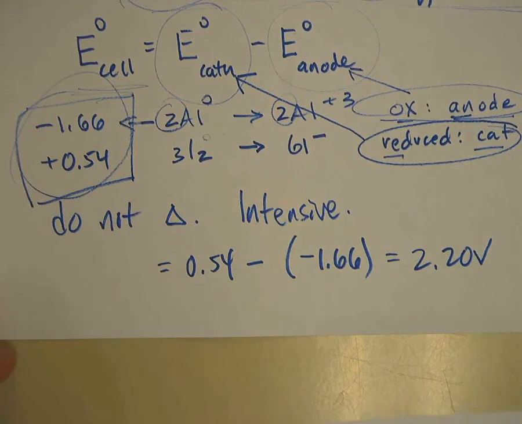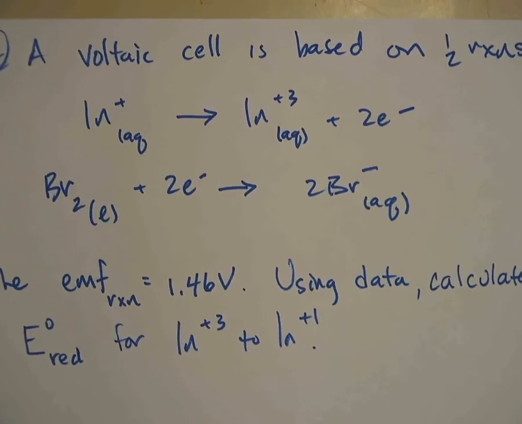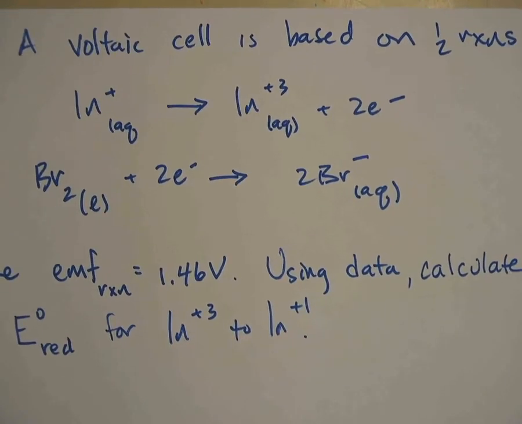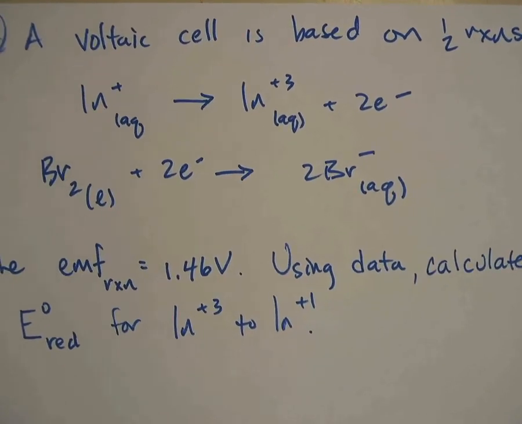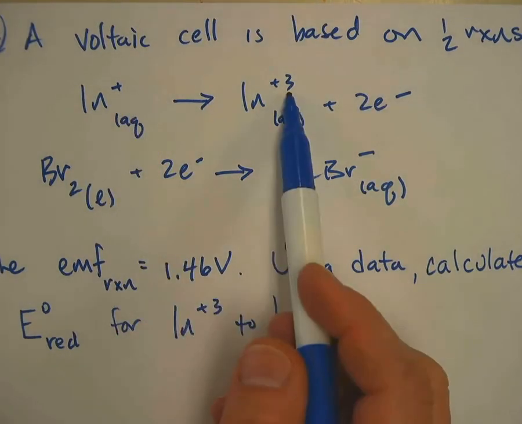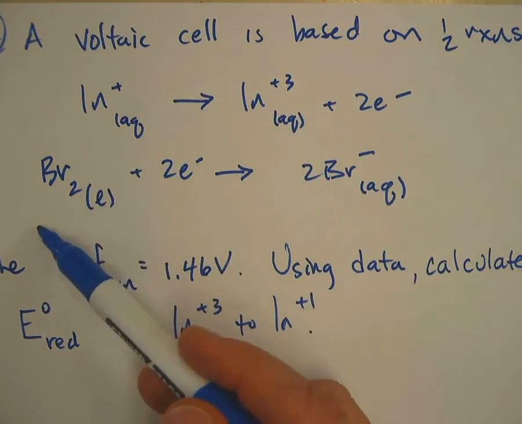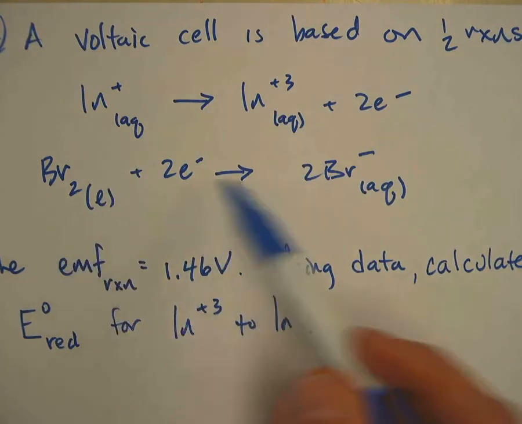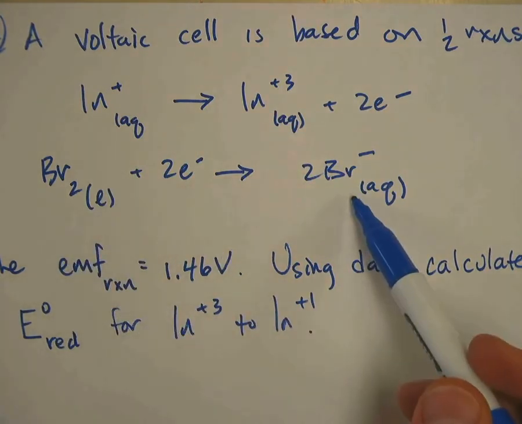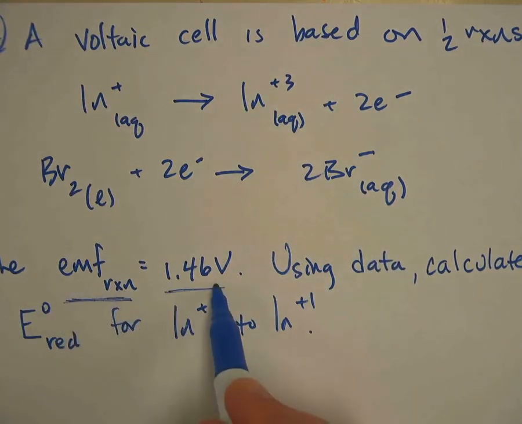Let's look at a second example. Have some paper out. Pause now if you don't have this all copied down so you can write these notes down as well. The second one says a voltaic cell is based on these half reactions. Some nice little crazy reactions here for you to look at. We've got indium plus 1 going to indium plus 3 and 2 electrons. And then we've got bromine, Br2 right here, plus 2 electrons goes to 2 Br minus. It tells us that the EMF of the reaction, or the voltage of the cell, is 1.46 volts.